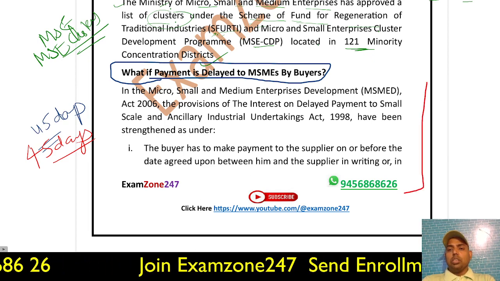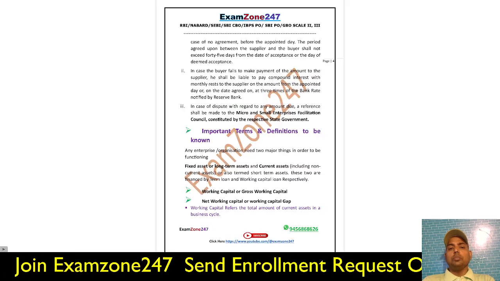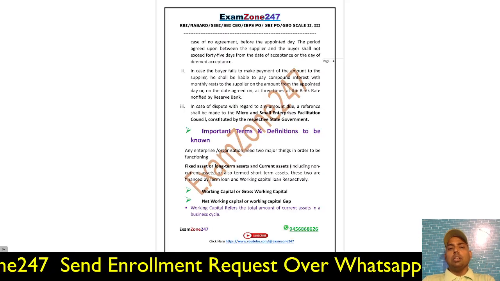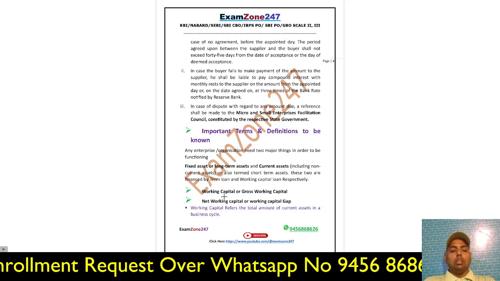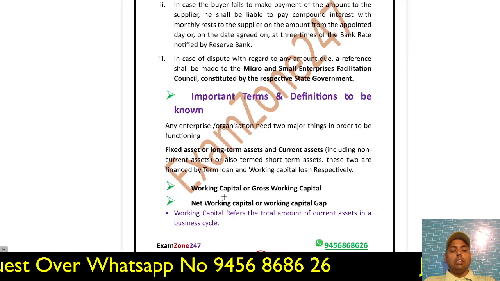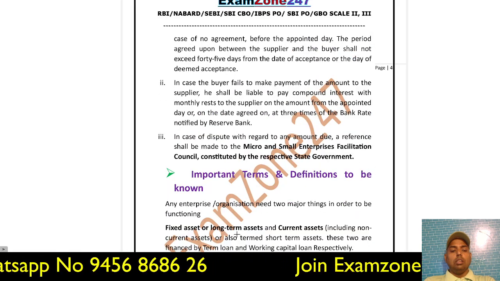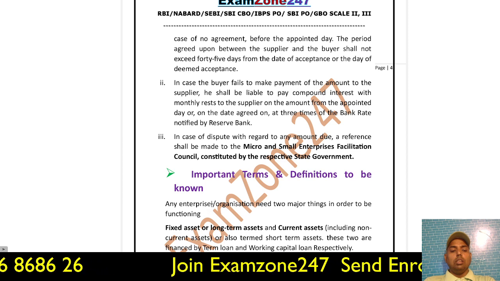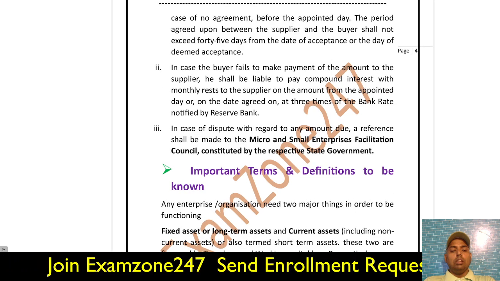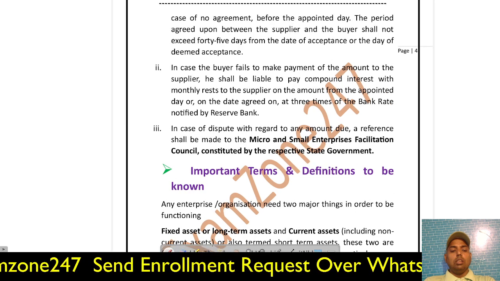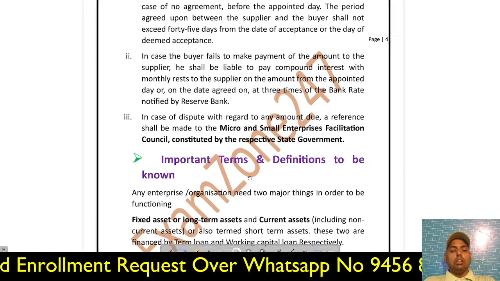Rest of the things are quoted in the PDF. You should go through this. Further important definitions to be known, we should start our calculations of working capital and methods to finance the working capital. We will be moving through this. How? We will see.